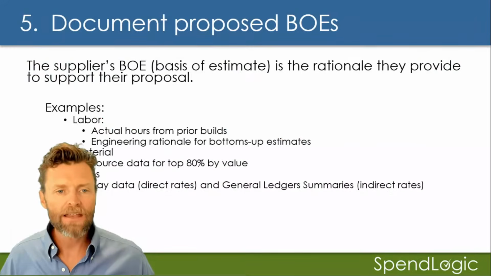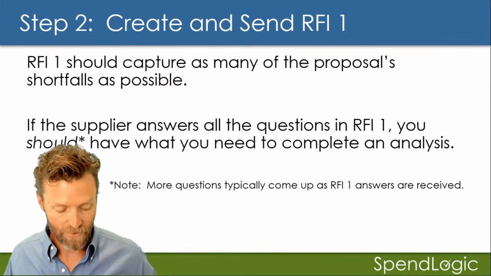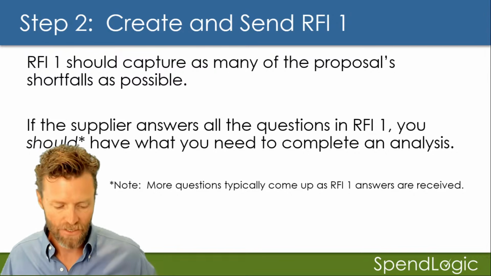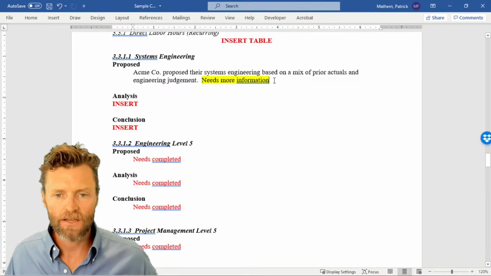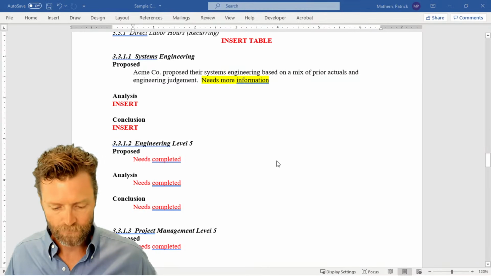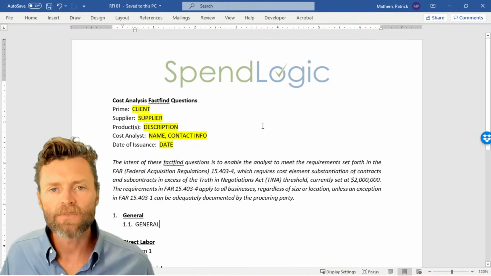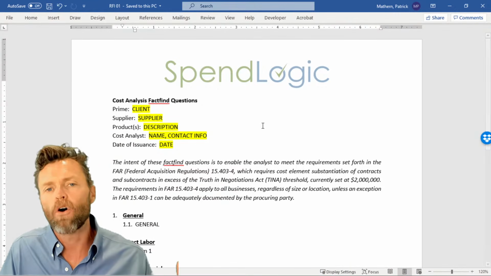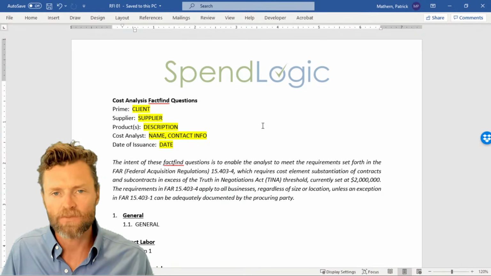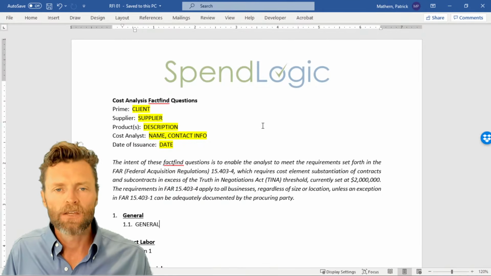I'm going to jump ahead to step number 2, create and send RFI 1. Okay, this happens hand in hand with figuring out what your basis of estimates are. Okay, so RFI 1 is a concept that we developed that tries to get all of these shortfalls in the supplier's proposal down on one document right up front.